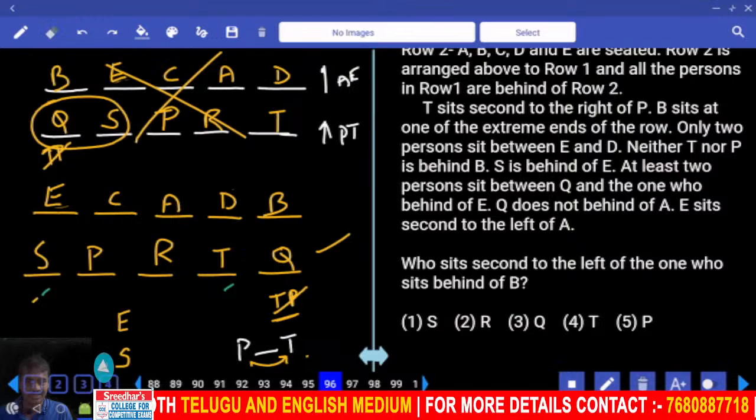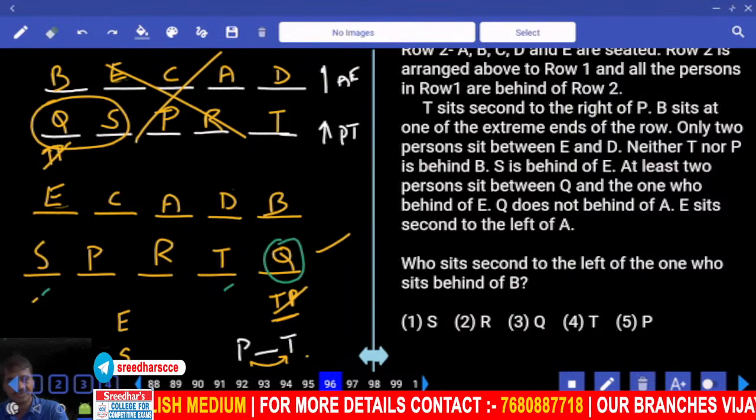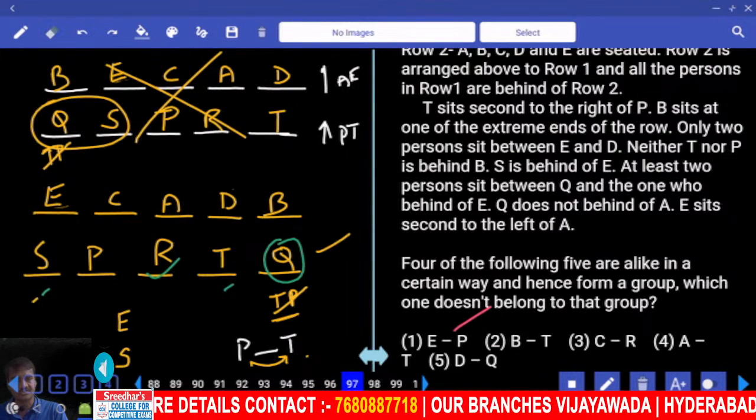Then who sits second to the left of the one who is behind B? Now, who is behind B is Q. And second to the left of Q, who is that one? R. R, choice 2.